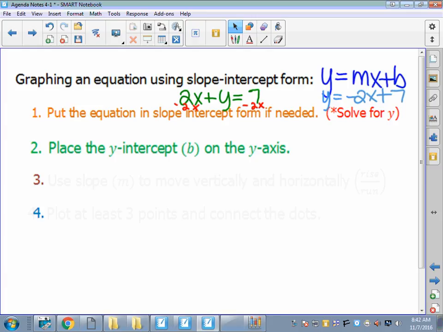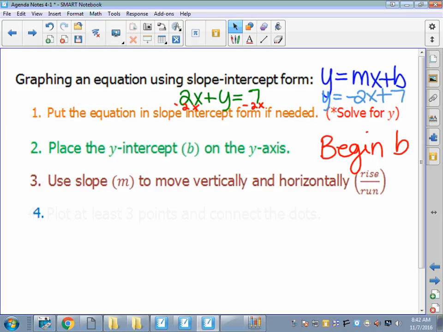Next, B stands for begin. Put the B on the y-axis. Begin with the B. Then use the slope M. M stands for move. So begin with the B, and M stands for move with the slope, vertically and horizontally, rise over run. And you're going to move from the slope, rise over run, from that y-intercept, not from the origin.